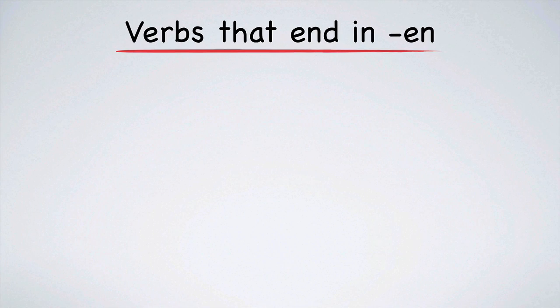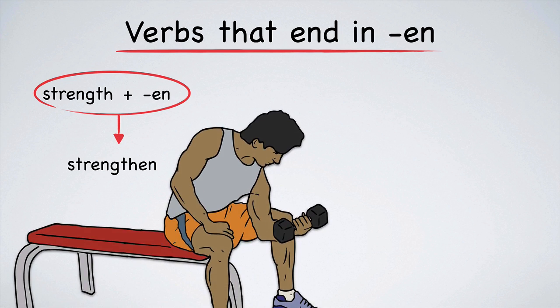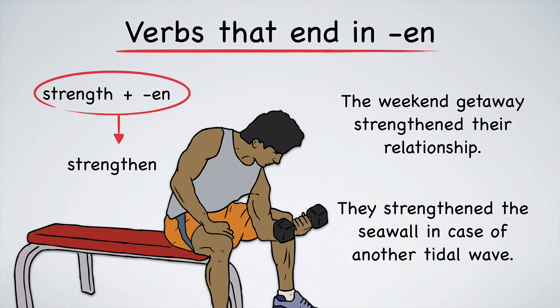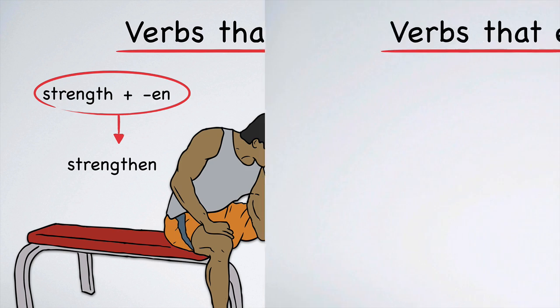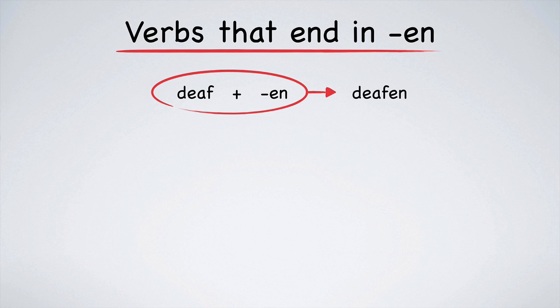You can also create a verb from the noun strength. The verb is strengthen, which means to make stronger. So you could say, the weekend getaway strengthened their relationship. Or, they strengthen the seawall in case of another tidal wave. Another verb formed in this way is deafen, which means to make deaf.